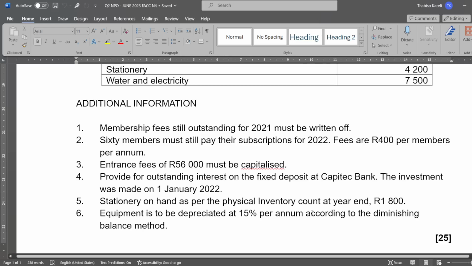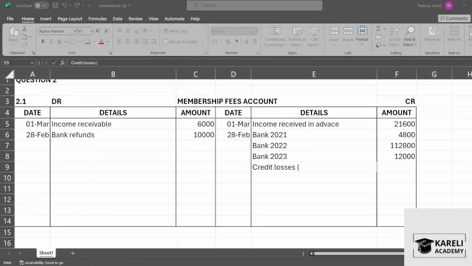Now, remember, when an account is written off, that means it should be credit losses. Now we write the account off on the credit side. You will have credit losses. And now you must indicate how much was outstanding. Check the amount that was outstanding. Let me go to the answer sheet. We have the credit losses on the credit side. There it is. Now we want to check which amount was outstanding.